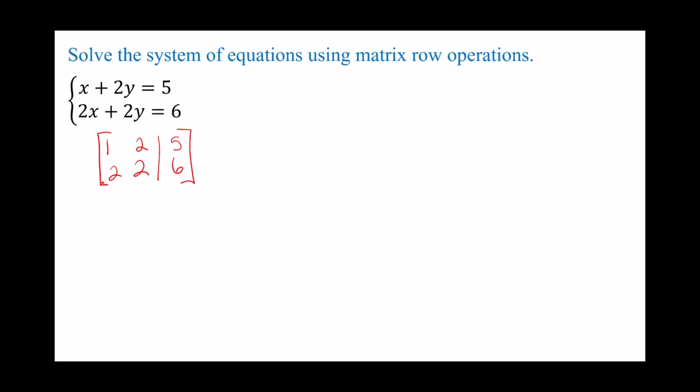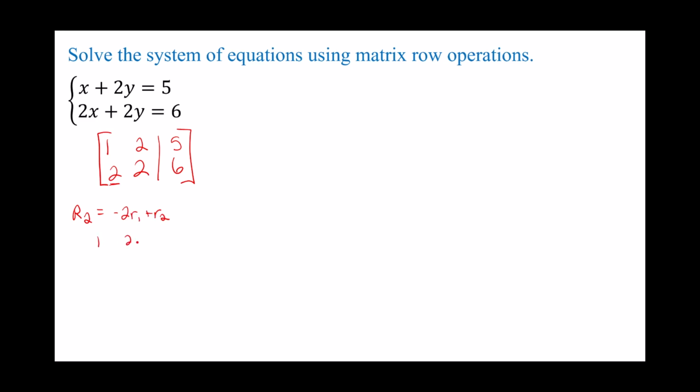So the first column, I'm going to make that first row, first column a 1 if it's not already a 1. And then I'm going to use that 1 to make everything underneath of it 0. That first row, first column is already a 1. But I'm going to use that 1 to make the 2 that's underneath of it a 0. And to do that, I'm going to say my new row 2 is negative 2 row 1 plus row 2.